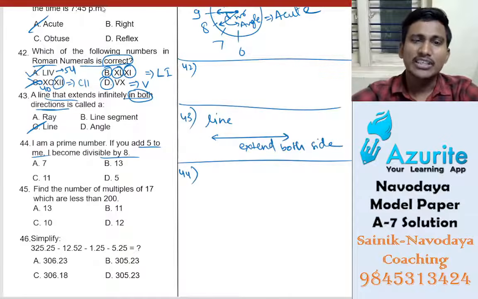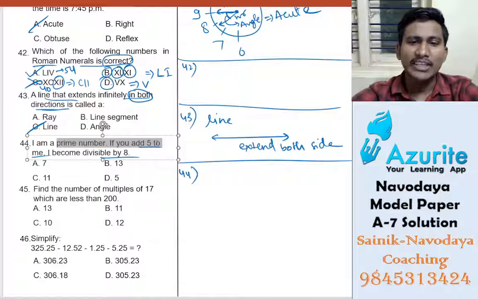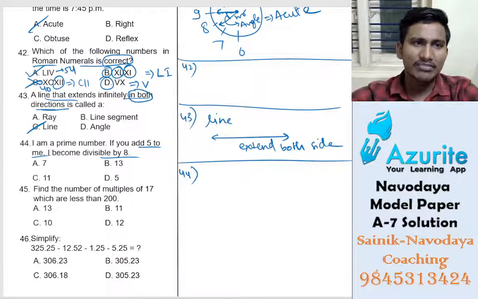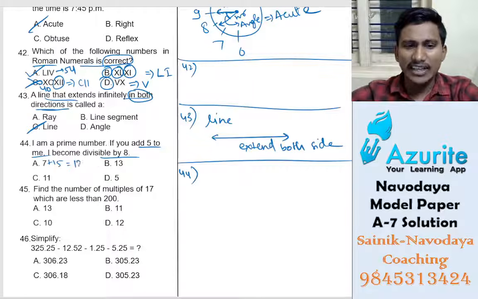44. What is the question? I am a prime number. If you add 5 to me, I become divisible by 8. So 7 is a prime number. Yes. So if you add 5, it will become 12. Is it in 8 table? No. Option B, if you add 5 it will become 18, it will not come in 8 table.